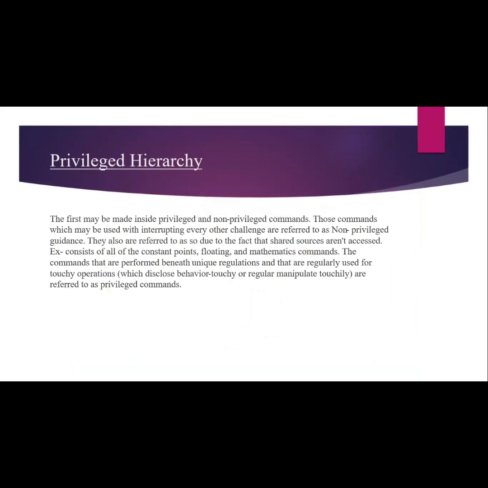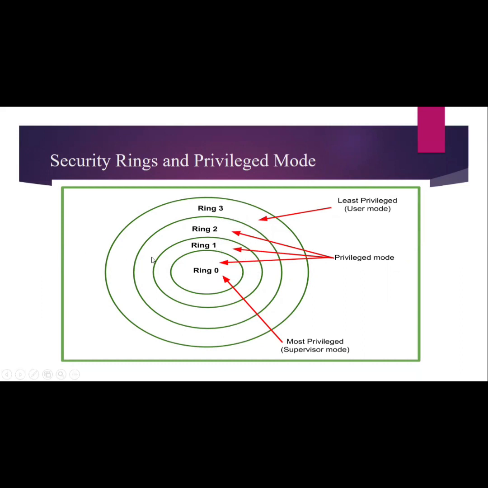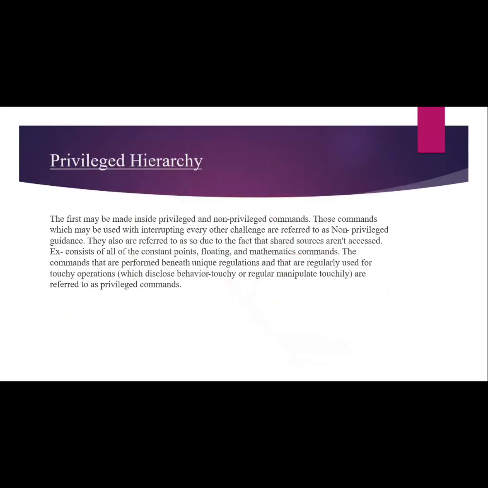Now the privilege hierarchy. As you can see in the picture, the first is ring 0. As we said earlier, it is the most privileged one and acts as supervisor mode. The first ring is made up of privileged and non-privileged commands.